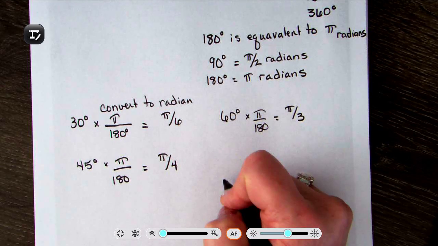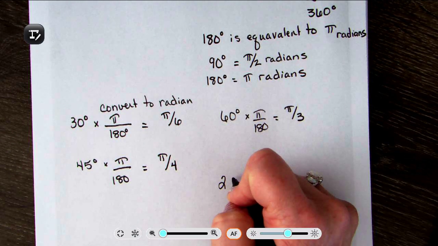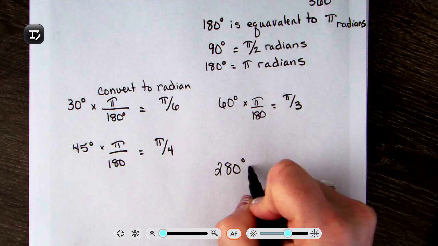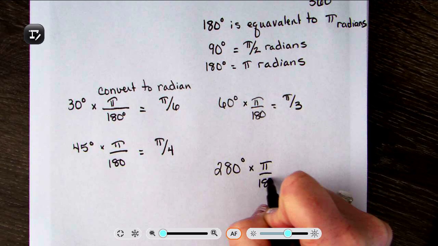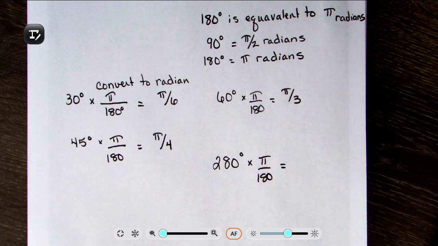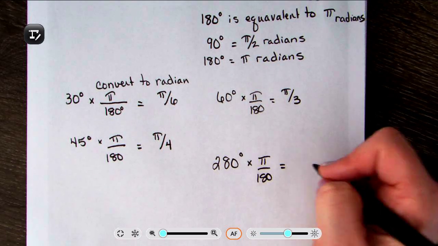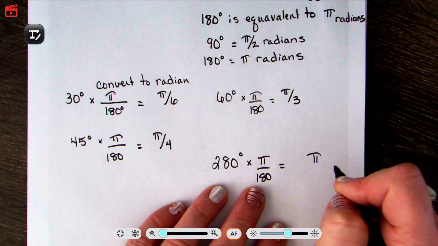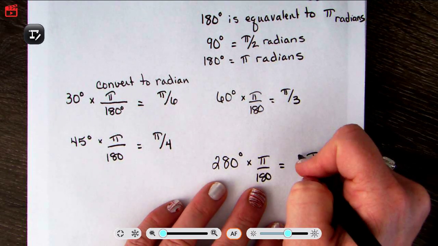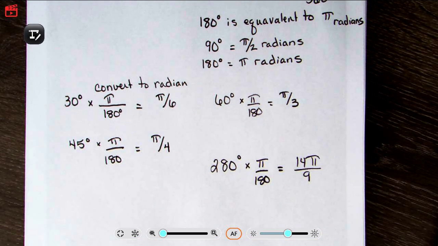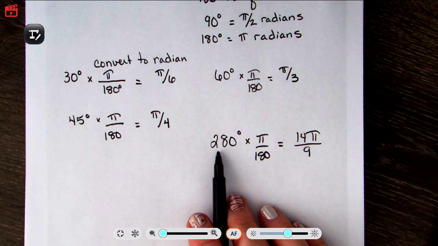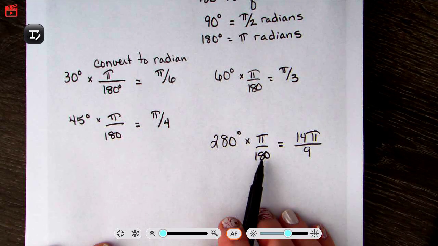Let's just do another one. Let's go 280 degrees. Again, we will multiply by our pi over 180. And we will see that that is, let's see here, doing some reducing. We like to leave pi in there. That gives me 14 over 9. So 14 pi over 9. 280 is not an angle I know a whole lot about, but that's okay. And hopefully I did that correctly. Divided both by 20. I think so.